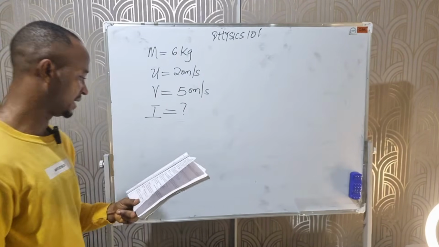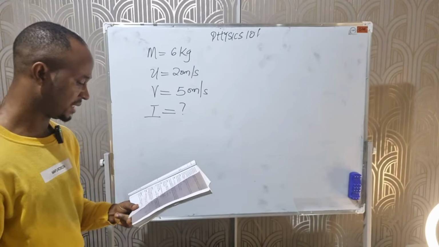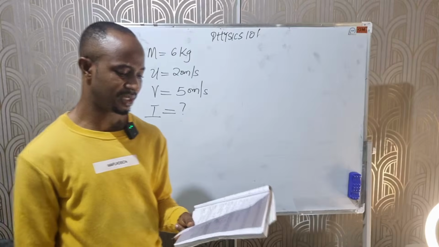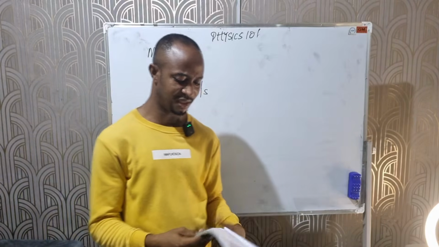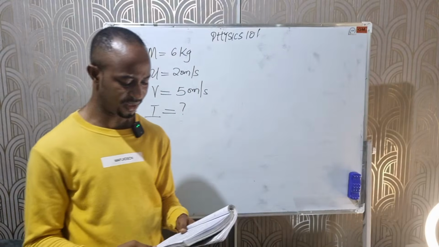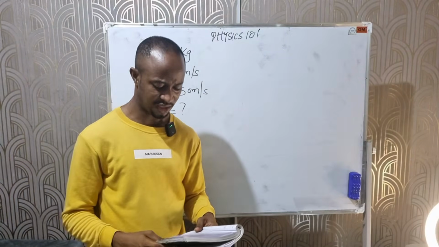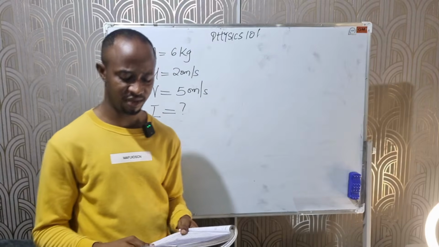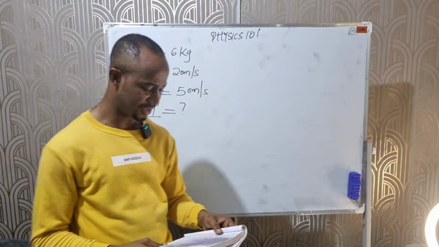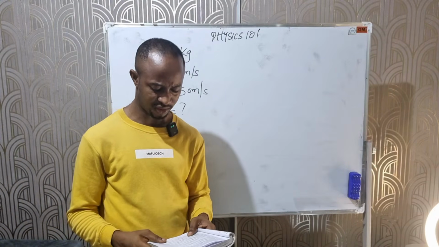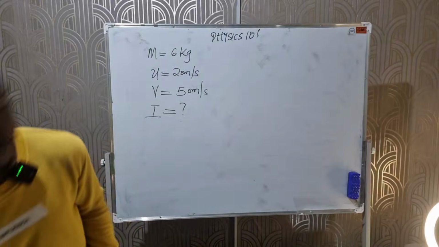Okay, I repeat again the question. A body of mass 6 kilograms moving with a speed of 20 meters per second is suddenly hit by another body moving in the same direction, thereby changing the speed of the former body to 50 meters per second. What is the impulse received by the first body?